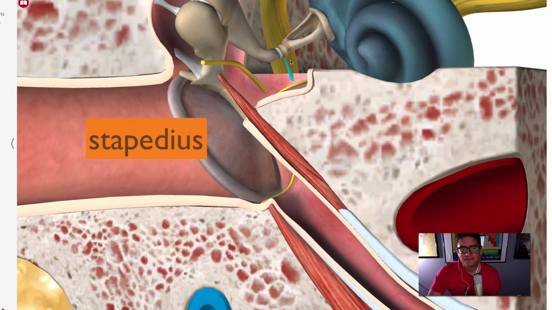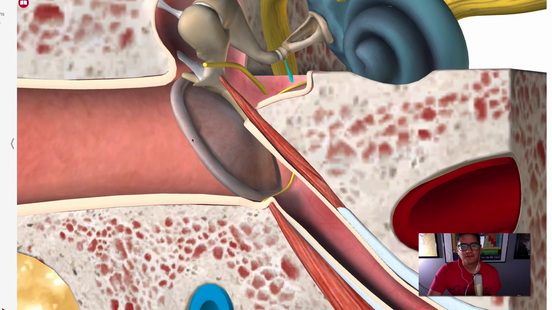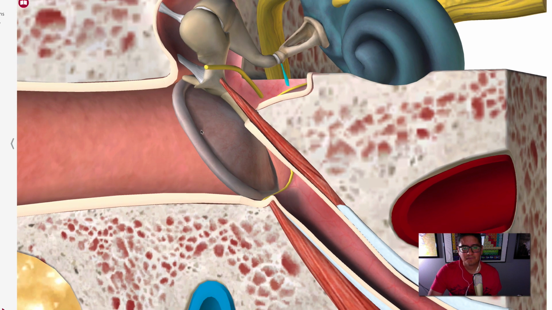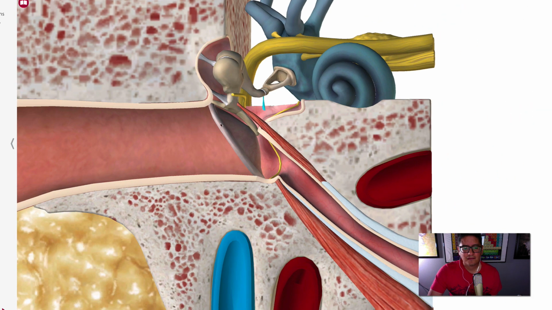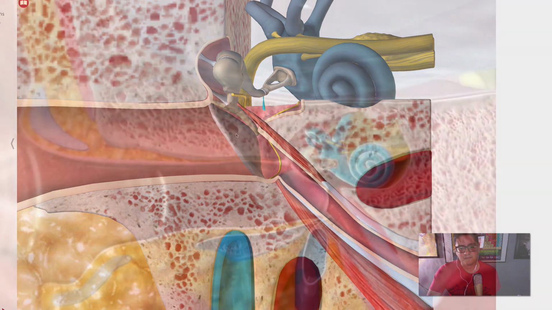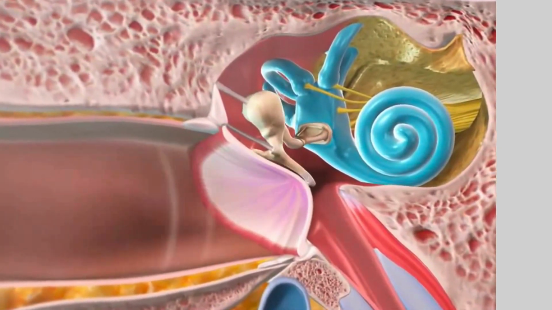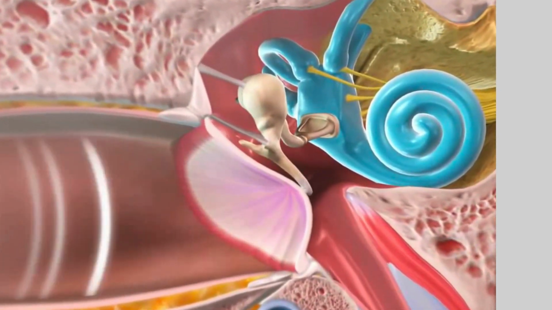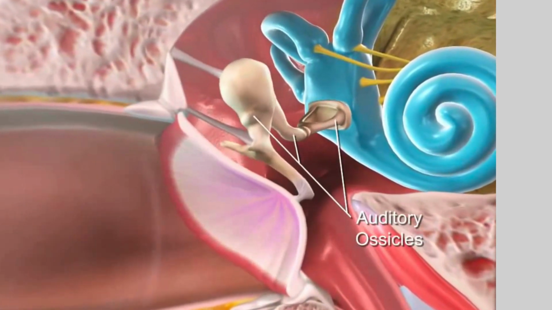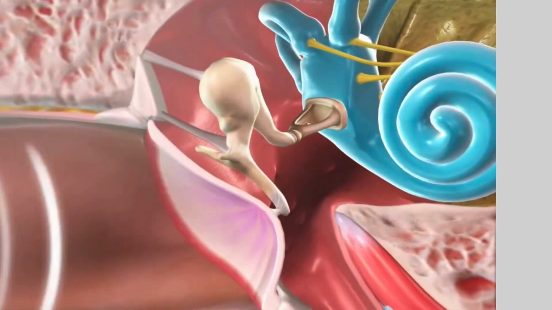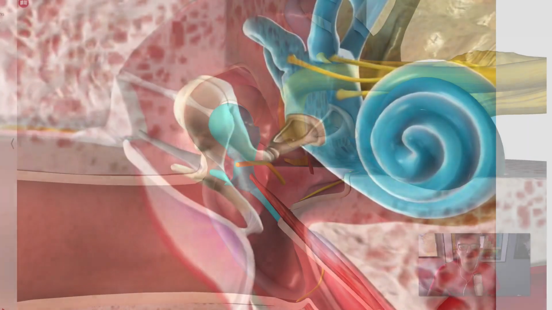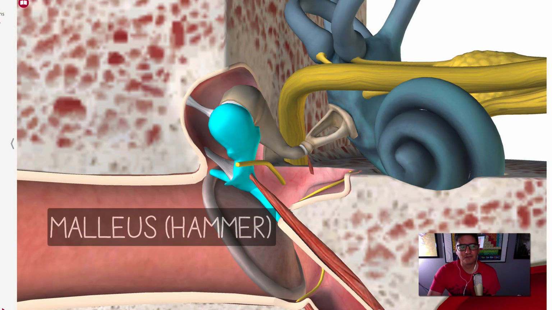As you can see, it's attached to the stapes. Inside of the middle ear, the air vibrations, the air pressure that makes its way into the external acoustic meatus causes a vibration in the tympanic membrane, and then this tympanic membrane passes that vibration, those sound waves, to three small bones, your auditory ossicles. The first one in line, attached to the tympanic membrane, is called your malleus.